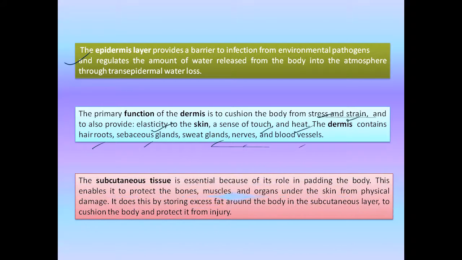Next is subcutaneous tissue, which is essential because of its role in padding the body. This enables it to protect the bones, muscles, and organs under the skin from physical damage. It does this by storing excess fat around the body in the subcutaneous layer to cushion the body and protect it from injury.